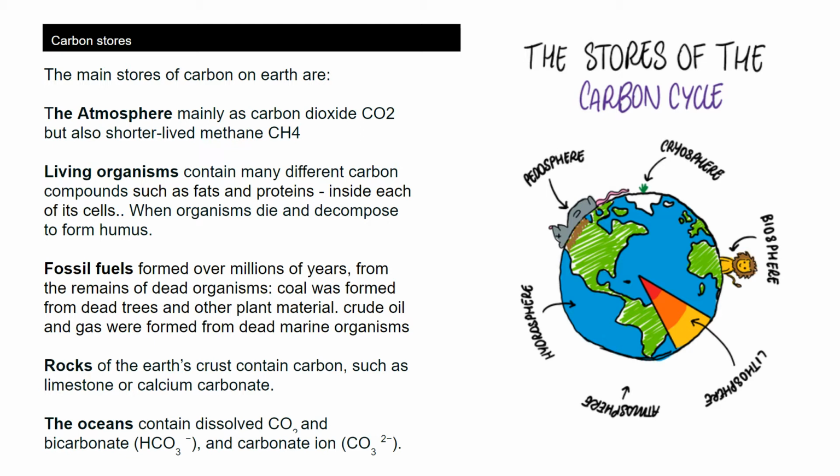In this slide, we're looking at carbon stores. Carbon stores or carbon reservoirs are where we find carbon on Earth. 99% of Earth's carbon is found in rock, such as limestone, on the Earth's crust. Then we have oceans. Water contains dissolved carbon dioxide in the form of carbonate and bicarbonate ions.